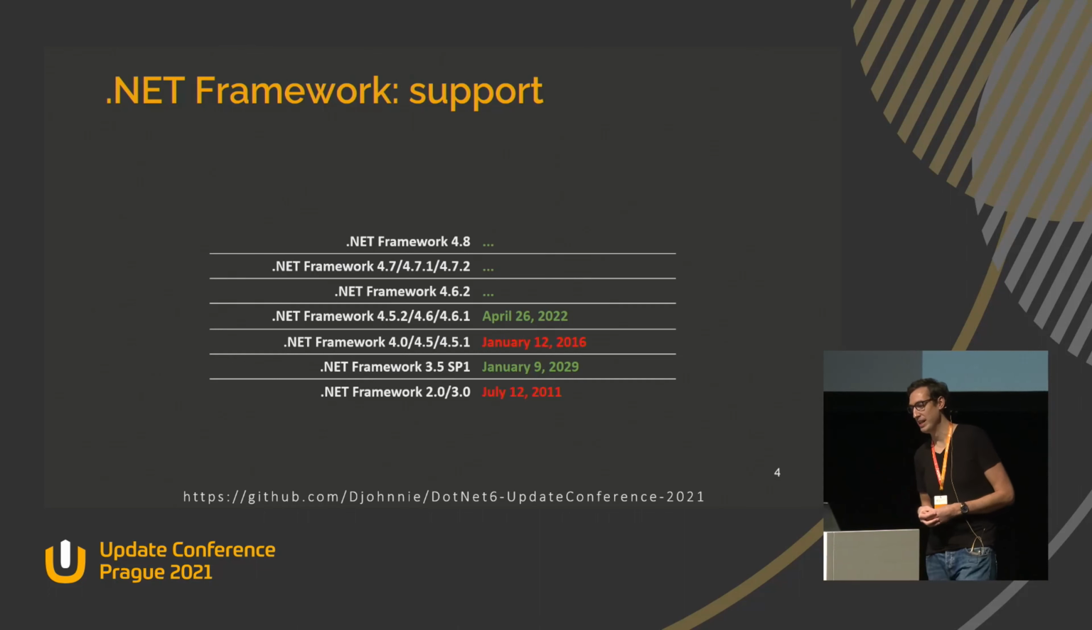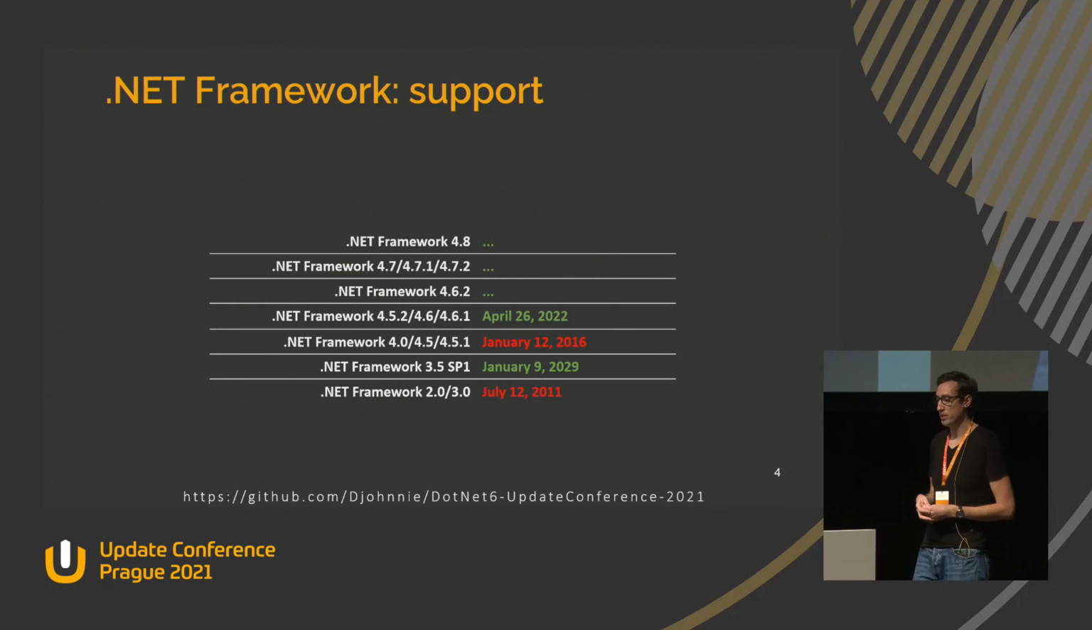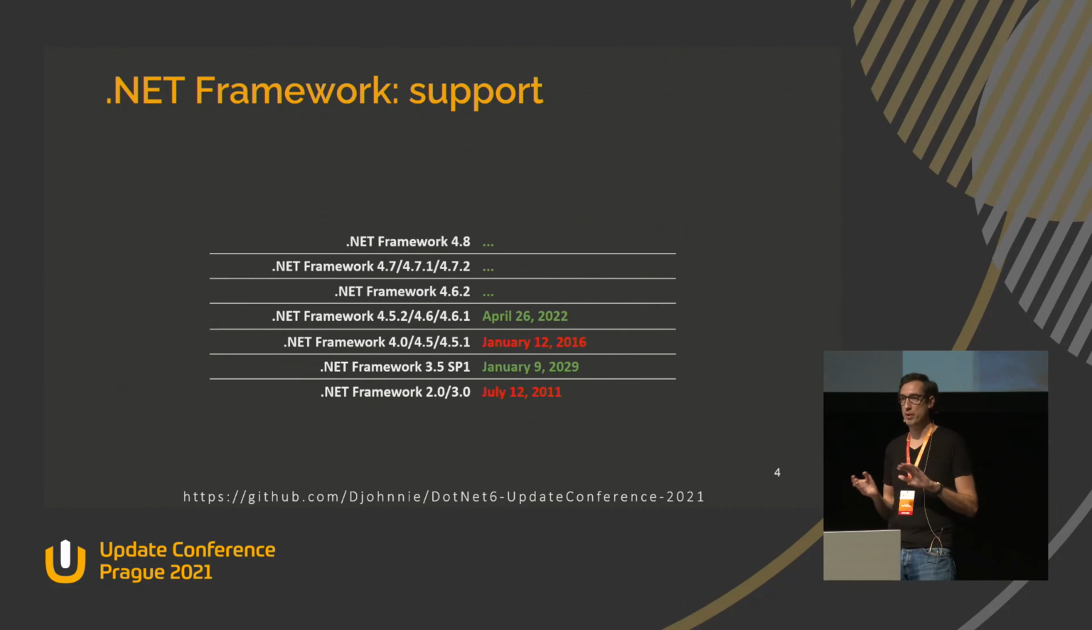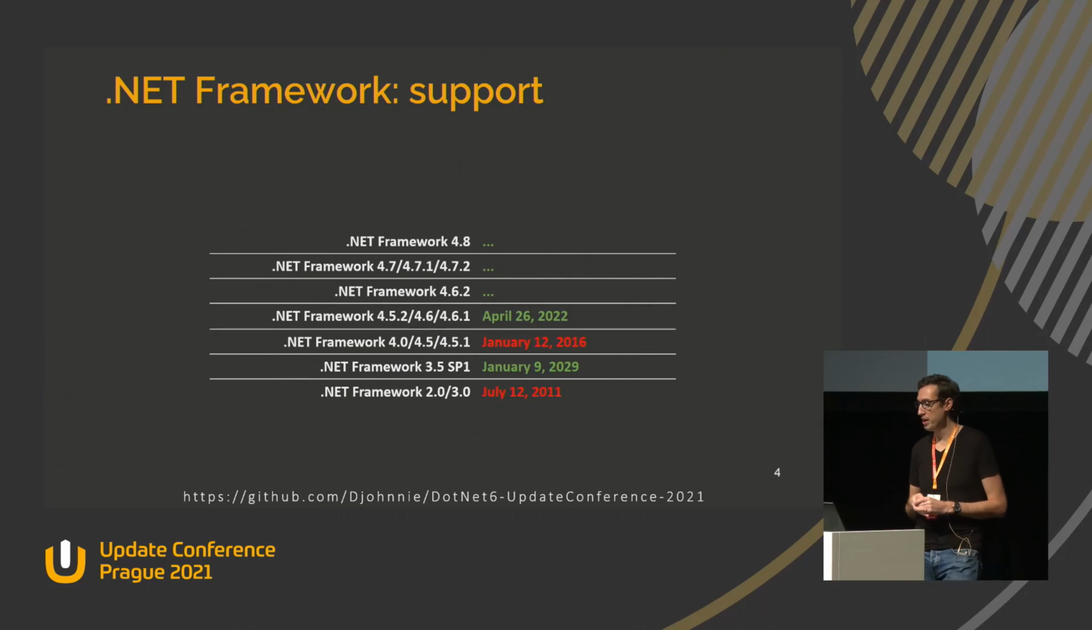So not really indefinitely. But you can also see that, for example, the .NET Framework 2 and 3, they have already expired a long time ago. They are out of support. .NET Framework 4, 4.5, and 4.5.1, they expired in 2016. And then 3.5 Service Pack 1 will expire in 2029, which is a little bit weird. But basically, the .NET Framework is tied to specific versions of Windows.